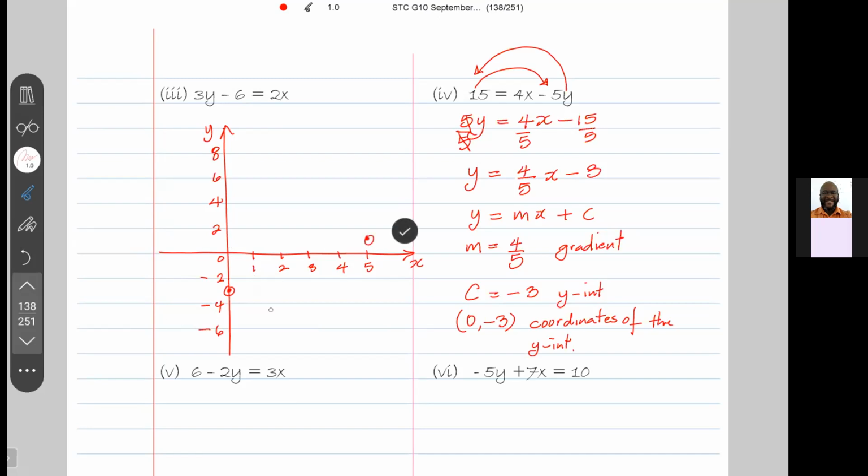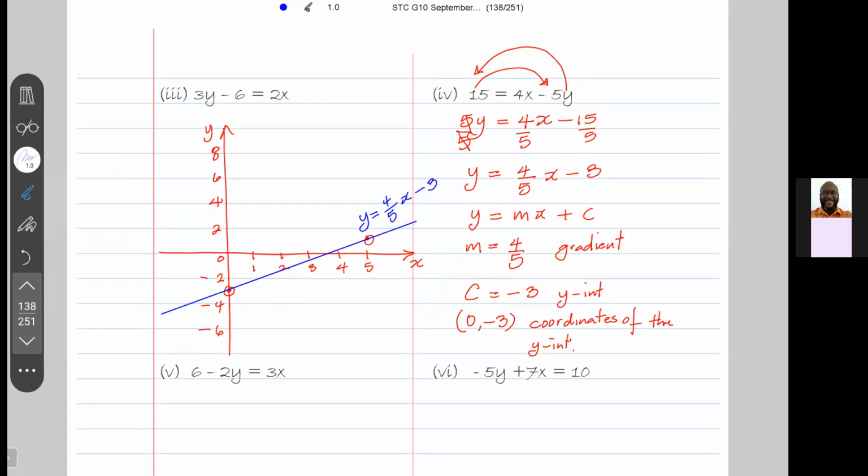So the line passes, let's change the ink color, the line passes something like this. As I said, by the time we're done with the topic, you will be able to draw a sketch like this. This is a sketch of the line y is equal to 4 over 5x minus 3.